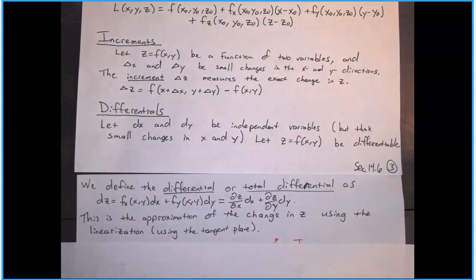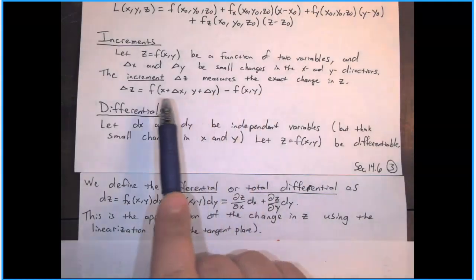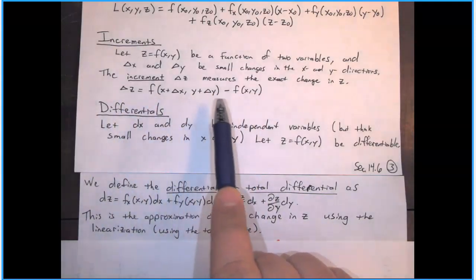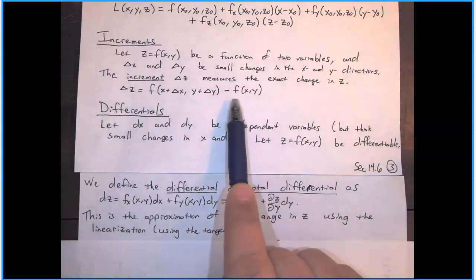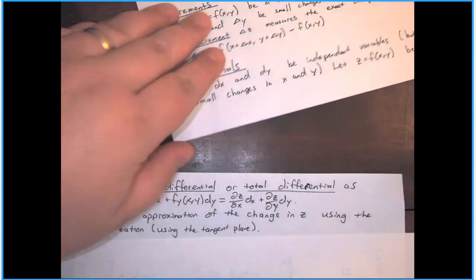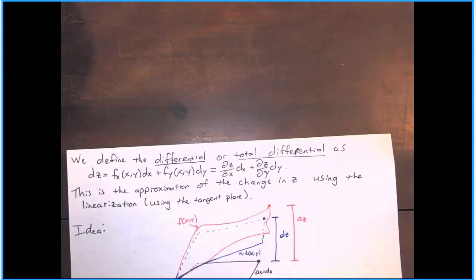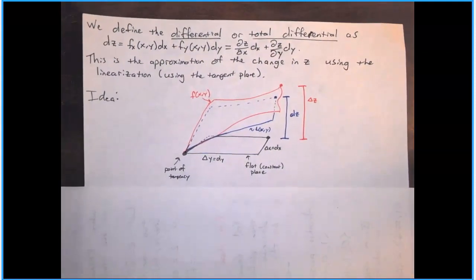So what is this differential? Whereas the increment was the exact change in our function, the function value at our new point minus the function value at our old point, this differential is the approximation of the change using the linearization, so using the tangent plane. So you see this idea is directly related to the ideas we talked about in the last video. So what I want to do now is give a picture of what's happening to give you an idea of the difference between these things.